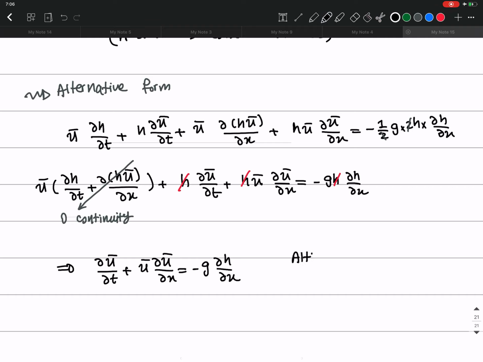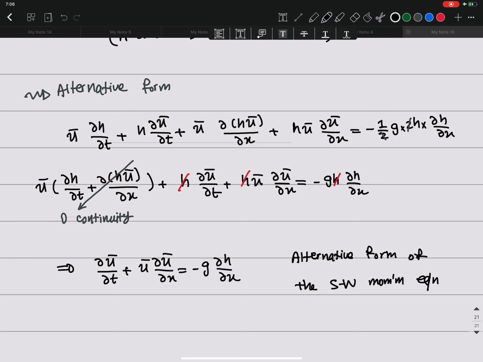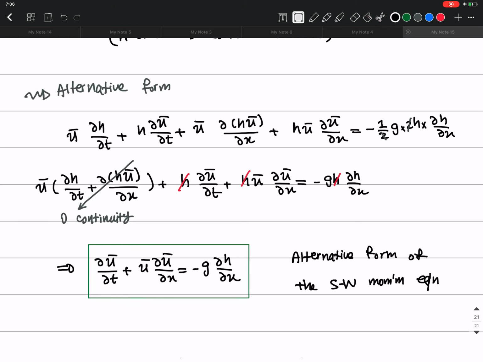This is the alternative form of the shallow water momentum equation. It's simply a momentum equation, but for a shallow water case with the hydrostatic balance. Okay.